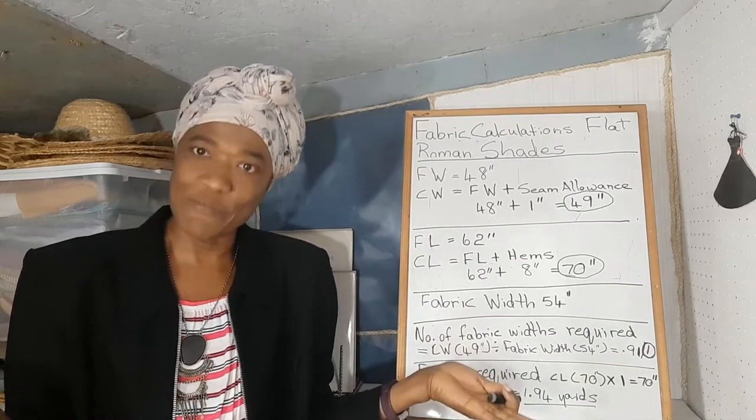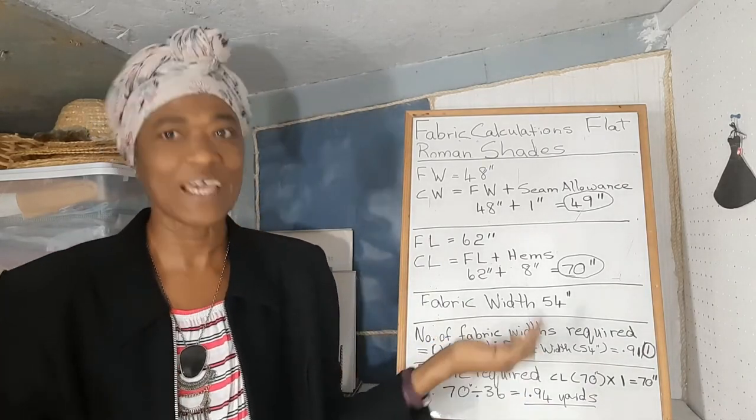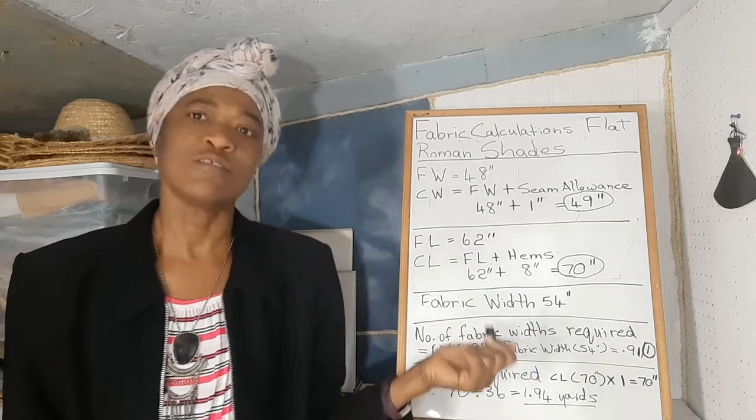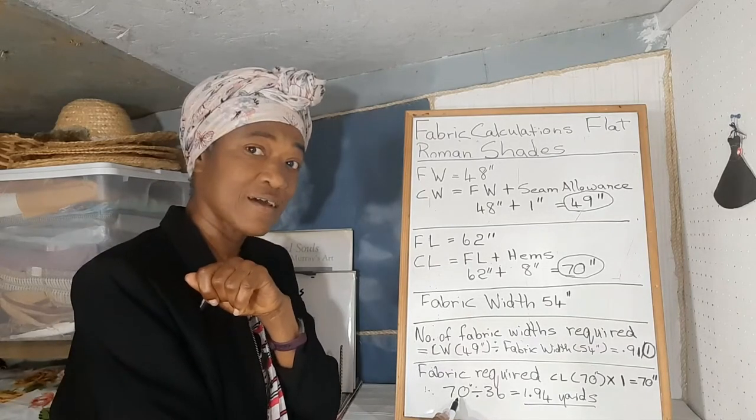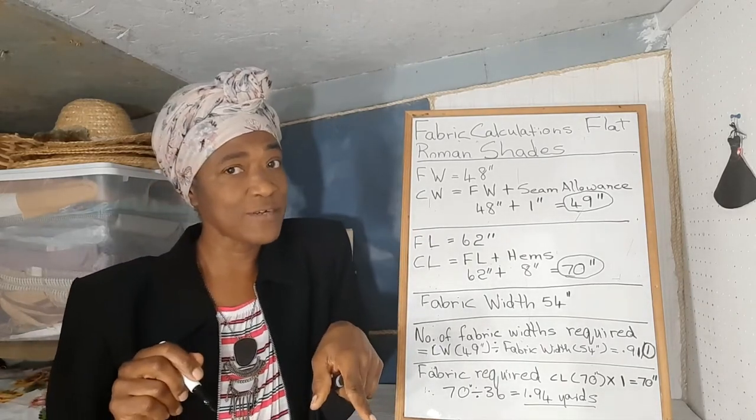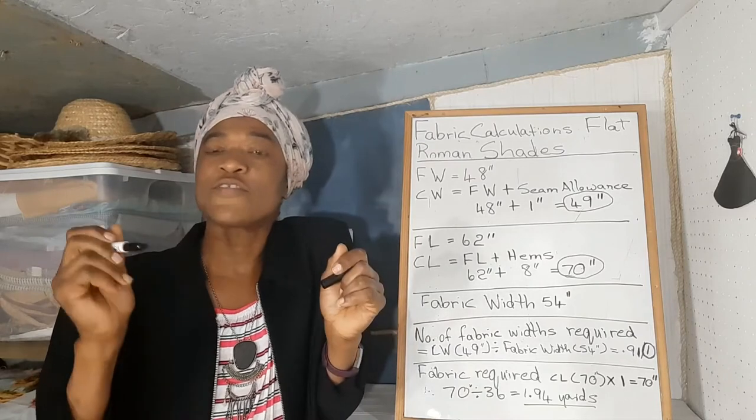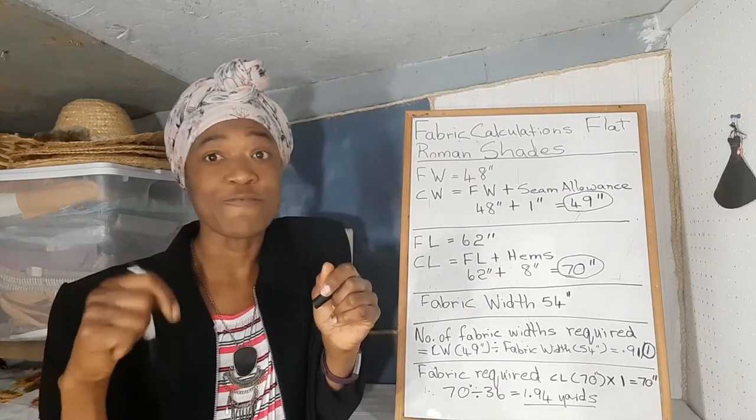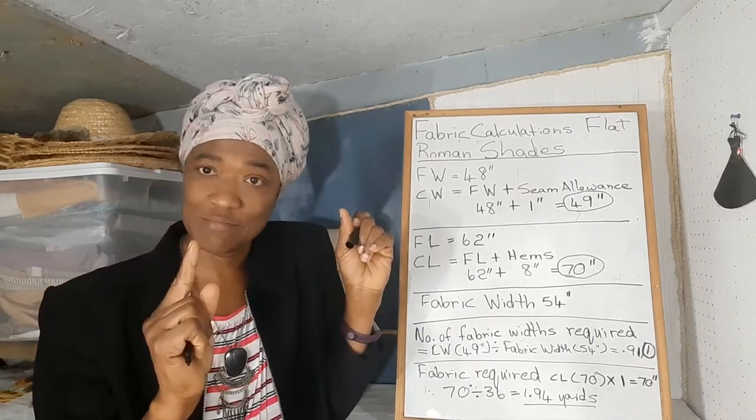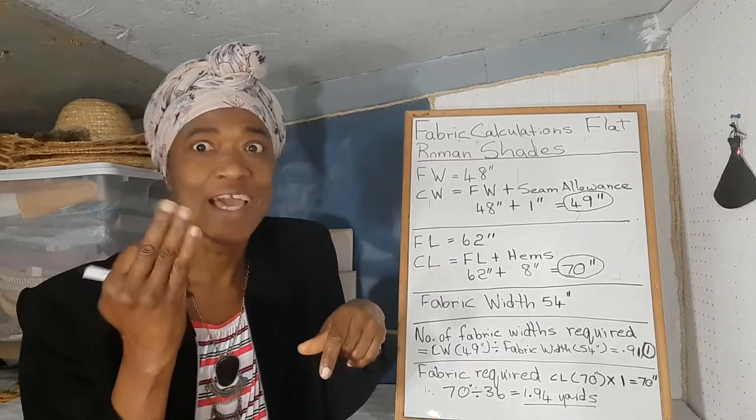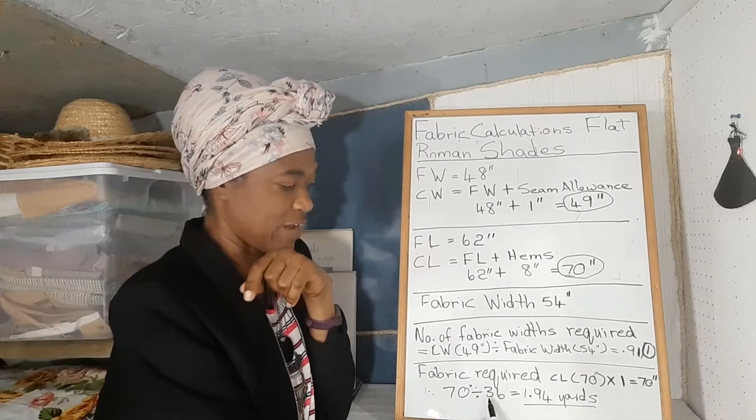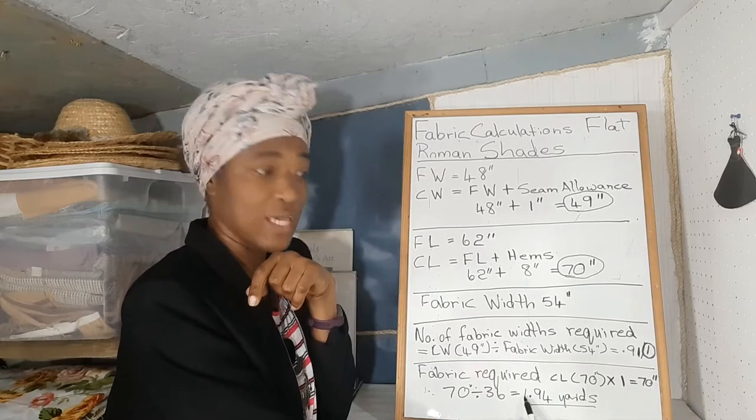Now, we need 70 inches of fabric, but as I usually say, we don't go into the store and ask for fabric in inches. We ask for fabric in yards. So we take that 70 inches of fabric that we need and divide it by 36. Why do we divide by 36, you may ask? Because there are 36 inches in a yard. There are 3 feet in a yard. There are 12 inches in 1 foot, 3 feet in 1 yard. Okay? And so that is why we divide by 36 inches.